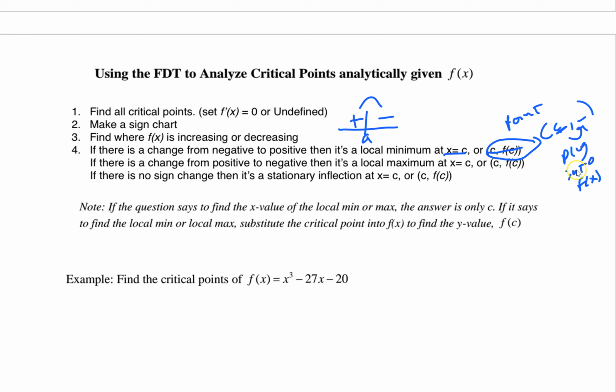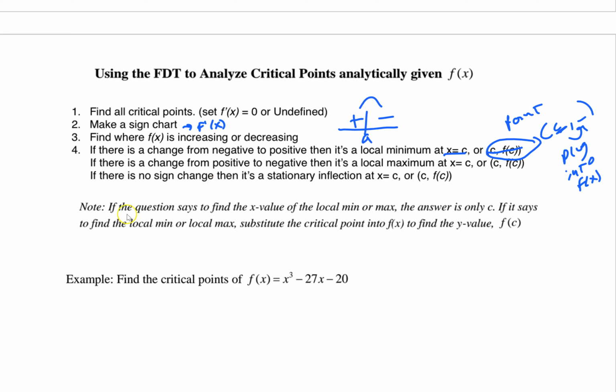Again, notice that when you do a sign chart, you always plug into that derivative. If it's a sign chart for f prime of x, plug in f prime. If you're doing a sign chart for f double prime, plug in f double prime. But if you want a point, the point is on the original function, so we always plug it into the original function. And again, if you go positive, negative, like I did up here, it's a max. And if the sign doesn't change, it's going to be a stationary inflection.